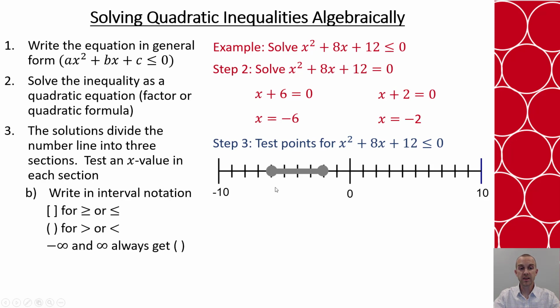So my interval then, this is a solid dot starting at -6. Going to the right, it stops at another solid dot at -2. So it would be from -6 to -2 with brackets.